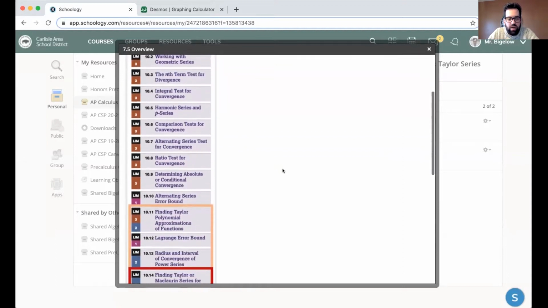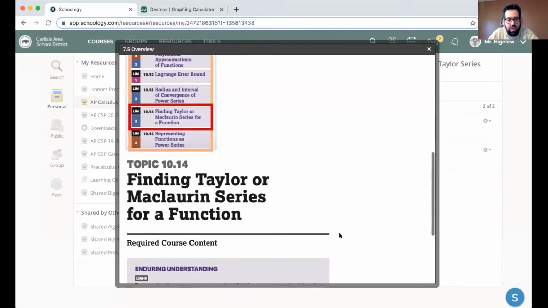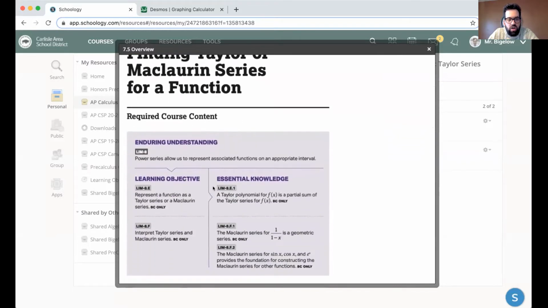We're going to be continuing our conversation today about Lesson 10.14 from College Board, Finding Taylor or Maclaurin's series for a function. We're going to dig into some more of the essential knowledge within these topics. We've already talked about how a Taylor polynomial for f of x is a partial sum of the Taylor series for f of x. We've also now talked about the Maclaurin series for sine of x, cosine of x, and e to the x provides a foundation for constructing the Maclaurin series for other functions. That's really what we're going to be expanding on today.